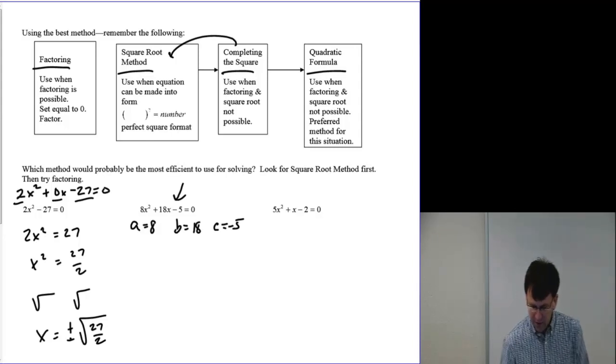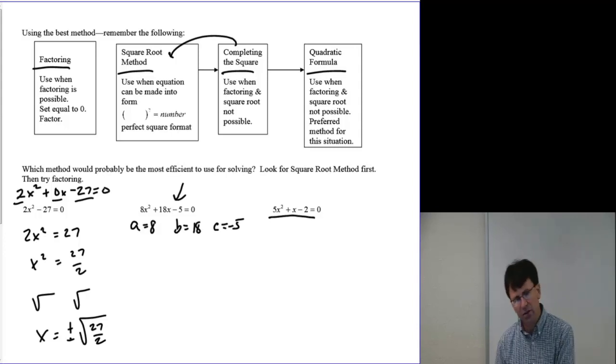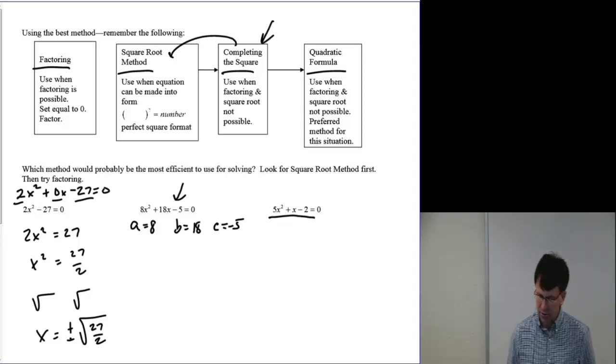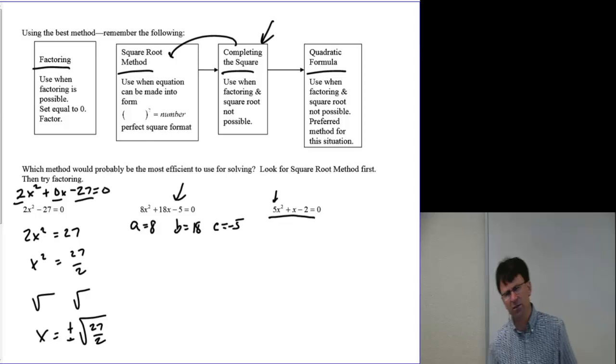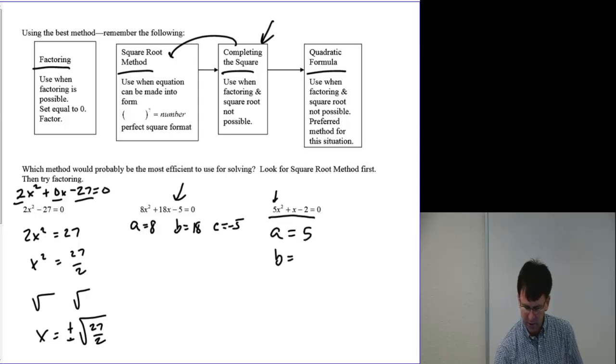Last one, 5x squared plus x minus 2. I could try till the day is long to factor that, and I don't think it's ever going to work out for me. I could also look at it and say, maybe I should apply completing the square. But this 5 out front is going to make a lot of extra work that maybe I don't want to deal with. By the time I'm done thinking about it, I think if I just identify a equals 5, b equals 1, and c equals a negative 2, I can just plug this right into the quadratic formula, and the answer is going to work itself out once I've worked through the arithmetic of it.